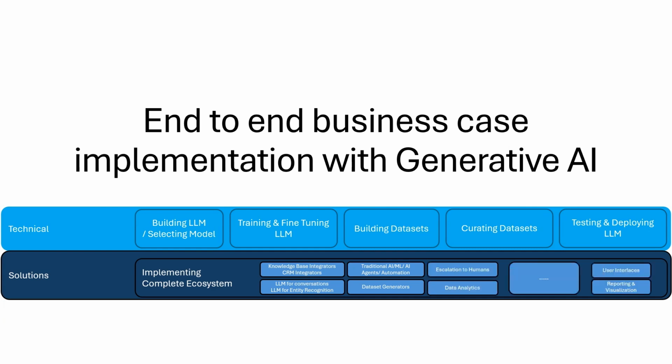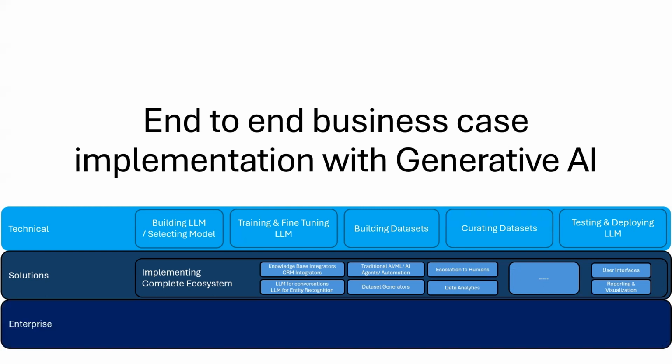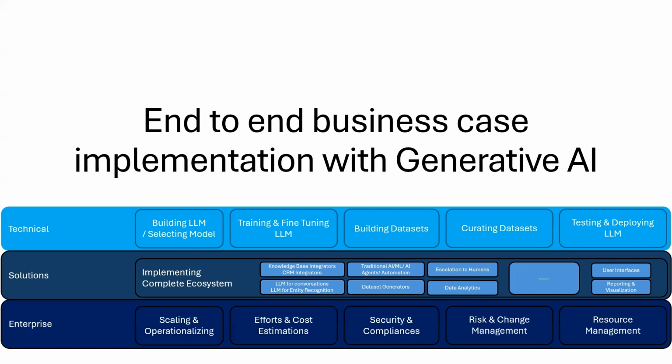We'll also use other features like data analytics, data set generators, user interfaces, reports, and visualizations. Once this is done, we'll understand the enterprise angle view, what an enterprise needs to do in order to build that ecosystem. So how they can scale and operationalize generative AI application, how they can do an effort estimation or a cost estimation, how they can make it more secure and compliant, and so on and so forth.